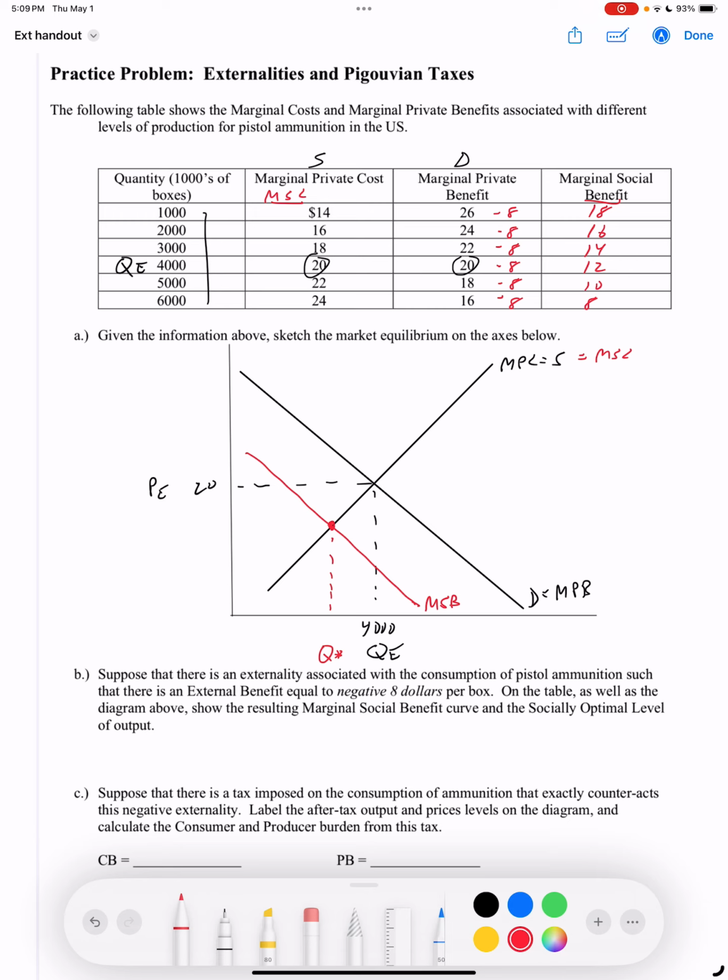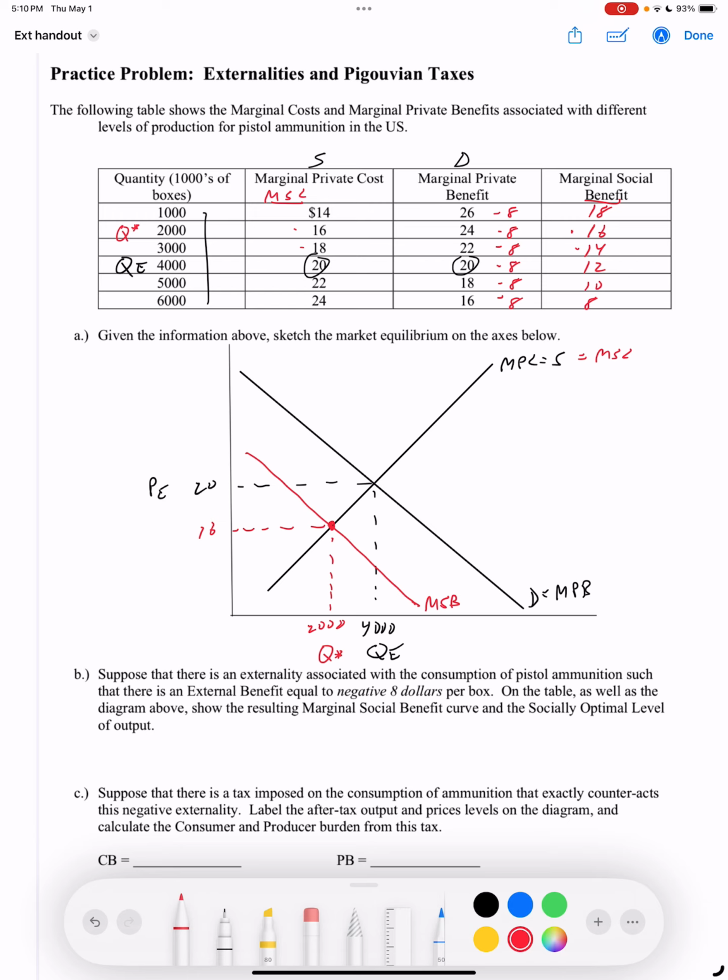So the original quantity was 4,000, so we go down from there. At 3,000, we have a social cost of 18, a social benefit of 14, so that's not it. At 2,000, marginal social cost and marginal social benefit are both at 16, so that's where the two intersect. That's going to be our Q star level, and we could put that on the graph there at 2,000. And the dollar value at the socially optimal quantity is going to be that value of 16. We will label that properly in a second.